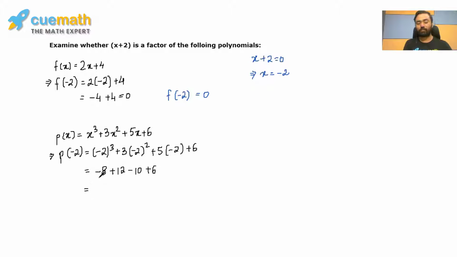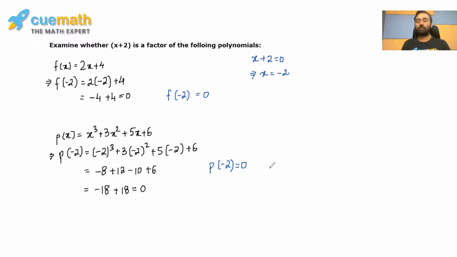If we simplify this further, negative 8 and negative 10 becomes negative 18. Plus 12 and plus 6 becomes plus 18, which equals 0. So from here, we get p of negative 2 equals 0.